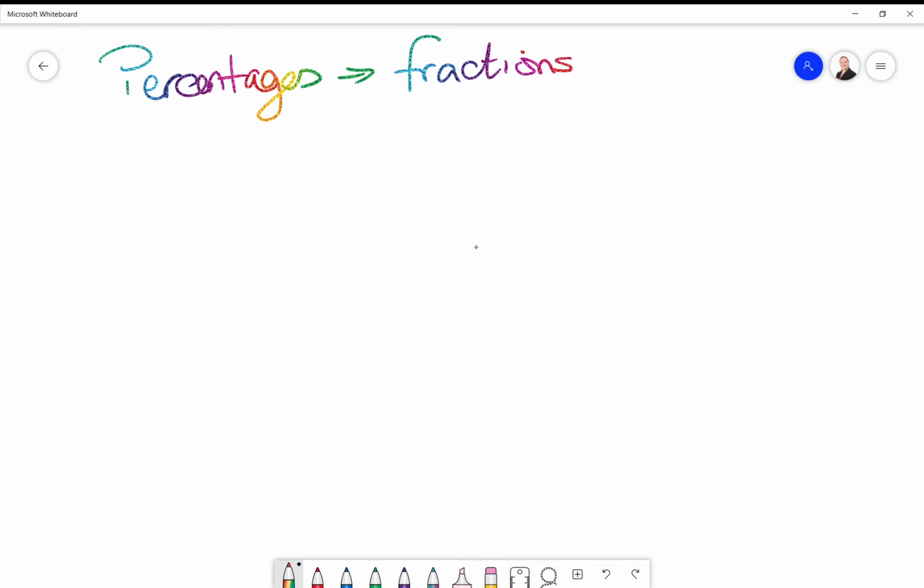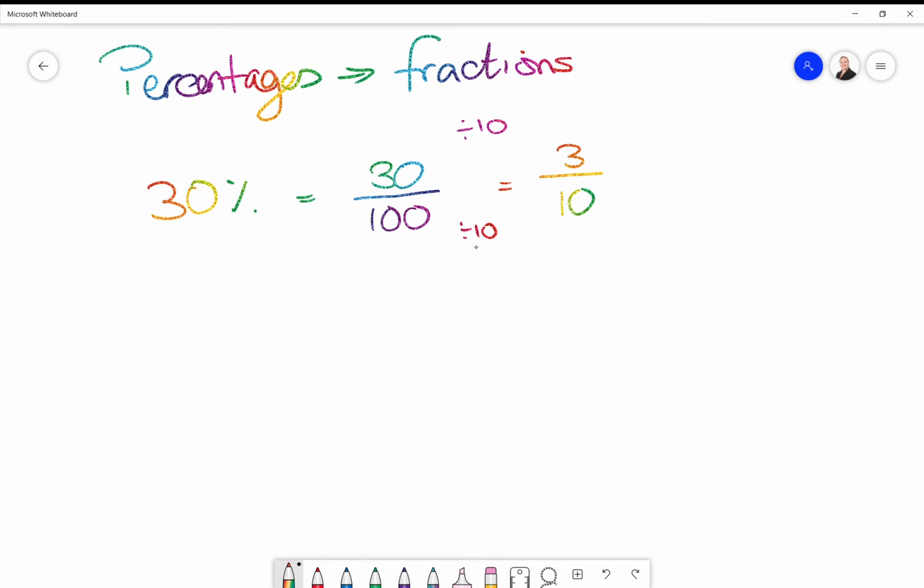So if we take 30%, hopefully we can remember that 30% means 30 for every 100, so out of 100. So I've already turned it into a fraction. What I can do then is turn it into a simplified fraction by seeing if there's a number that goes into both the top and the bottom. You can see both the top and the bottom are divisible by 10. So that will be 3 over 10. So 30% as a fraction is 3/10.